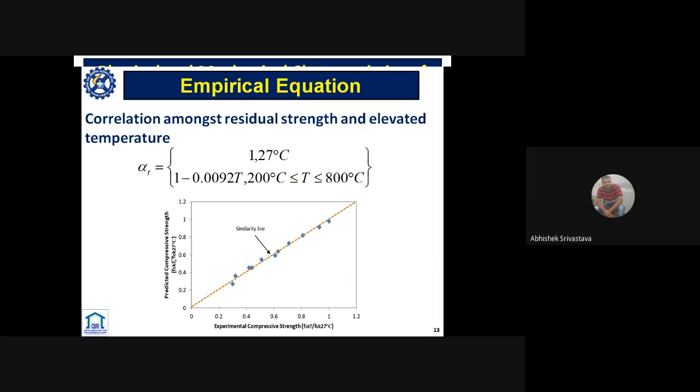To further justify the reliability of this equation, the predicted compressive strength result was plotted against the experimental compressive strength result, and as you can observe, the data points are very close to the similarity line, which further signifies that this equation can be used in the post-fire analytical study of CBA-based mortar.